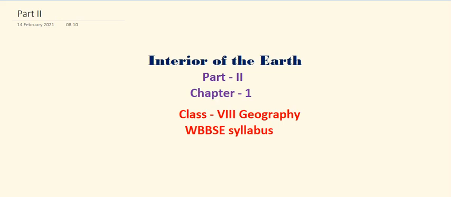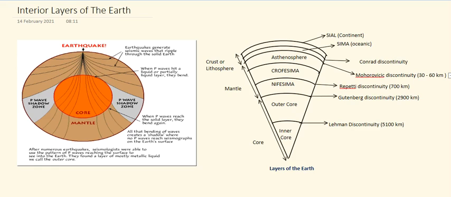Today we are going to discuss part 2 of Interior of the Earth of class 8 Geography, WBPSC syllabus. So at first, let us go through the interior layers of the Earth. There are a few layers of the Earth which have different characteristic features and different density as well as thickness. We'll begin from the first toward the last, from surface towards the center.